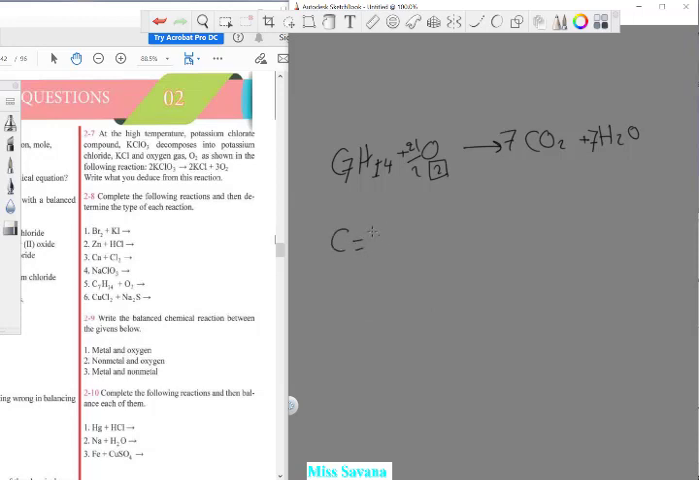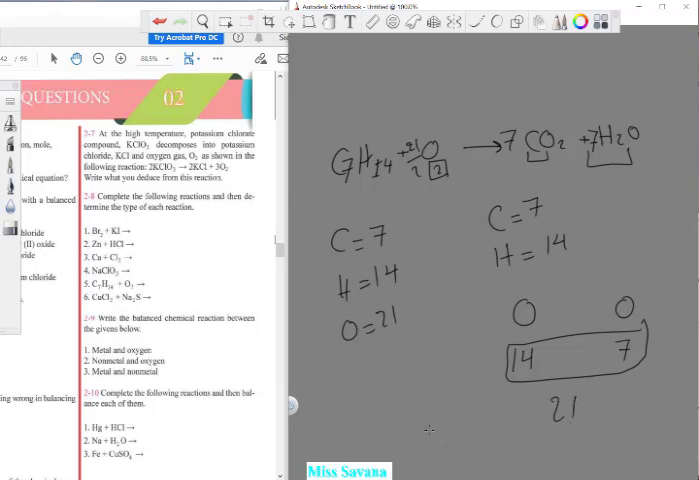Carbon I have 7, hydrogen I have 14, oxygen I have 21 in here. Moving on, carbon here I have 7 from here. Now the hydrogen here, guys, you can check, I have 14. Now the oxygen is 2 oxygen here, 2 multiplied by 7 is 14, and in here I have 7, which is equal to 21. So I'm all set up.